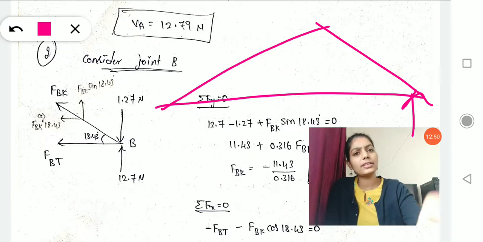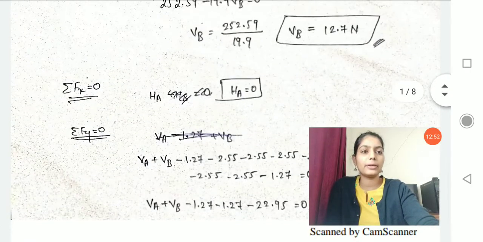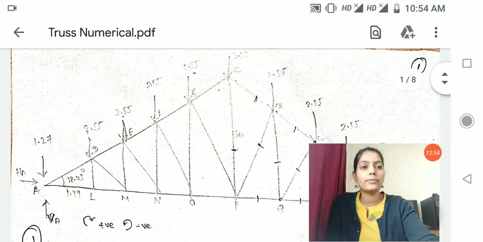At the B joint, the same thing is happening. See here, because my truss is symmetrical about the vertical axis.